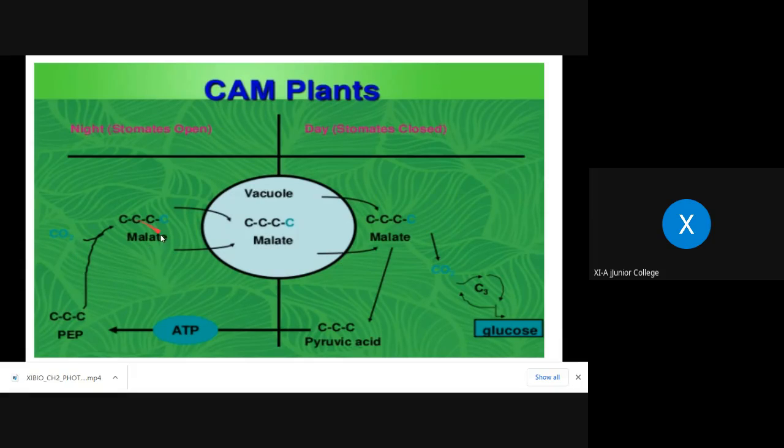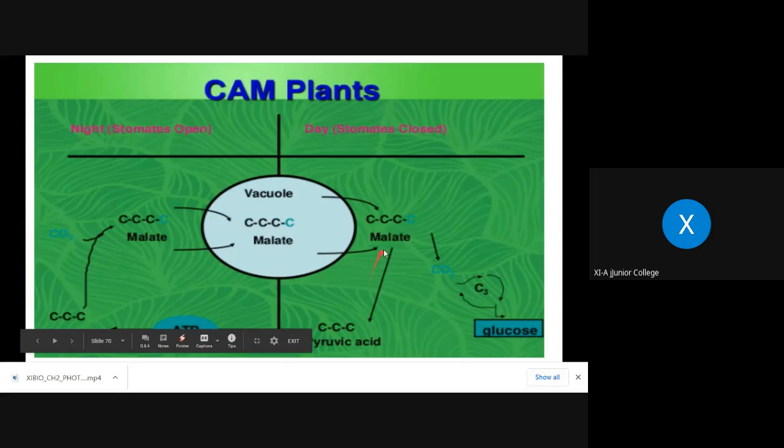But when stomata are closed during day, what happens? Then this malic acid, which is stored during night, is converted into pyruvic acid again with the release of 1 molecule of CO2. And the CO2 produced from the conversion of malate, that is malic acid, to pyruvic acid is accepted by RuBP to continue the C3 pathway during daytime. So this is the only difference.